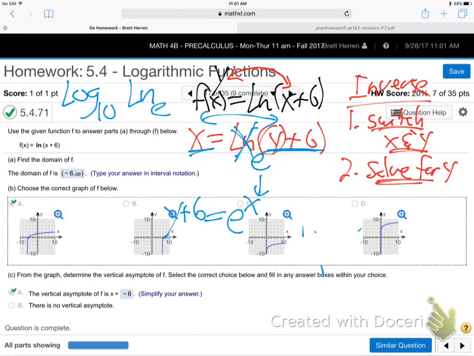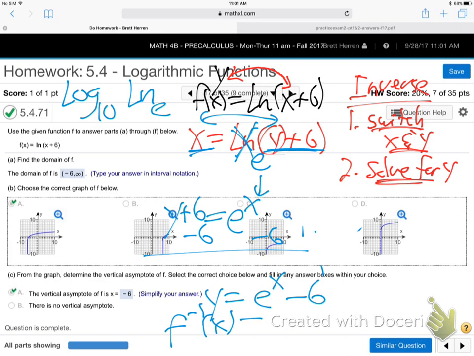And now it's cake. Get y alone? Sure. Just subtract 6 from both sides. So y equals e to the x minus 6. That's the inverse function. I just did the inverse. The inverse is e to the x minus 6. Notice the inverse of natural log is an exponential.